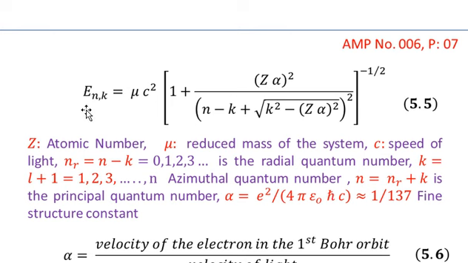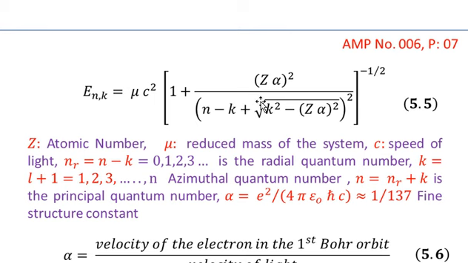This is the energy E of the electron depending on the two quantum numbers n and k, and that is equal to mu times c squared, where mu is the reduced mass of the electron, and then in the square bracket, raised to the power minus half, we have 1 plus a term. In the numerator we have (z alpha) squared, and in the denominator we have the square of n minus k plus the square root of k squared minus (z alpha) squared. So this is the energy expression that was calculated by Sommerfeld.